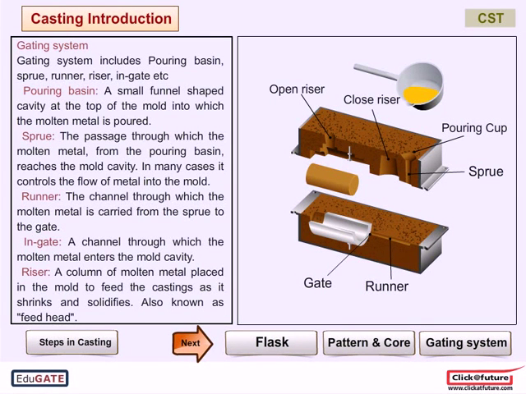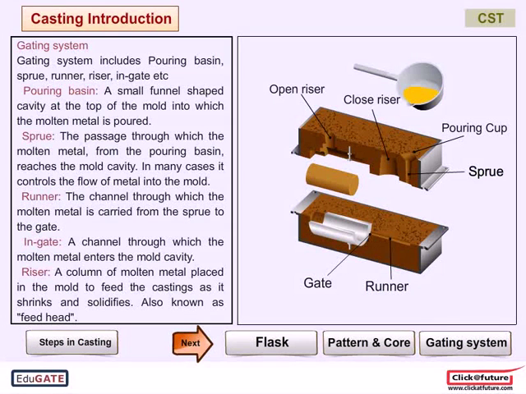Sprue, the passage through which the molten metal from the pouring basin reaches the mold cavity. In many cases, it controls the flow of metal into the mold. Runner, the channel through which the molten metal is carried from the sprue to the gate. Ingate, a channel through which the molten metal enters the mold cavity. Types of gate: top gate, bottom gate, parting gate, step gates.